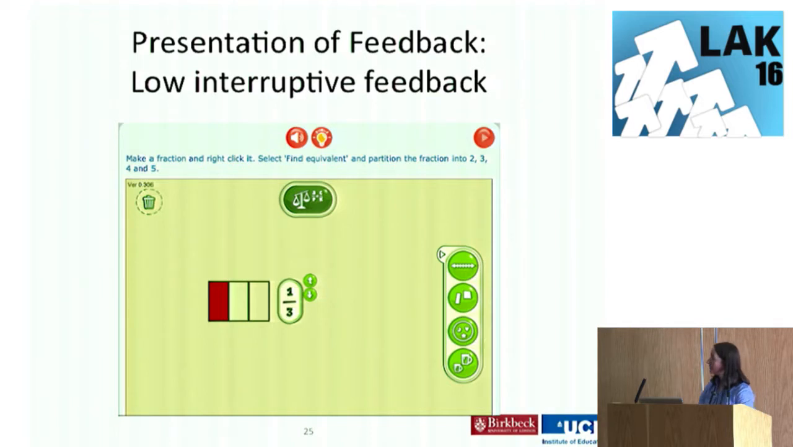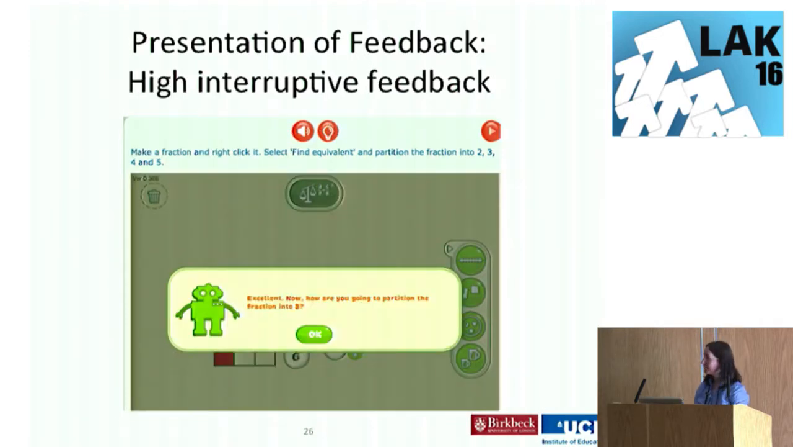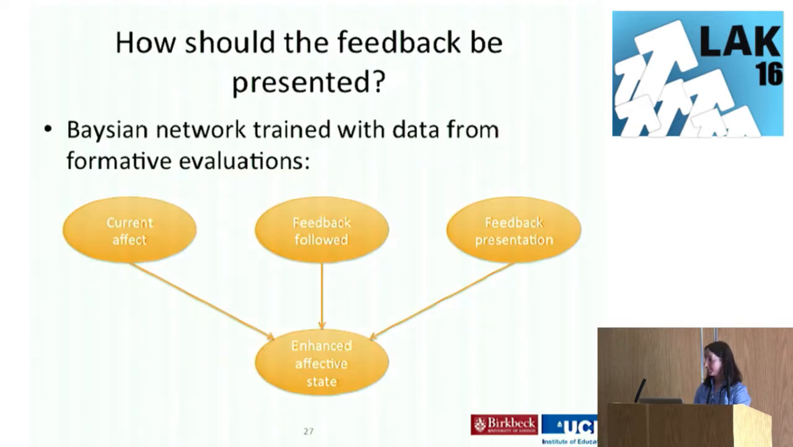In the low interruptive way, it was presented in the light bulb. So you can see here in the middle and the top that the light bulb glows. This means that feedback is available. So the student could click on it and then retrieve the feedback, or they can ignore it. And then we had the high interruptive way, where the student was interrupted and the feedback was presented to them straight away in the pop-up window. And again for this, we had a Bayesian network that was trained with data from the Wizard of Oz studies.